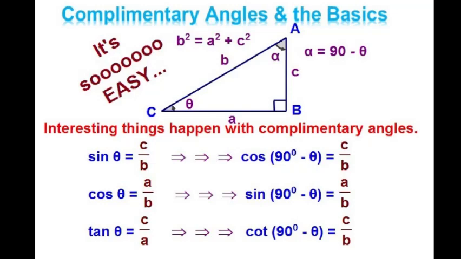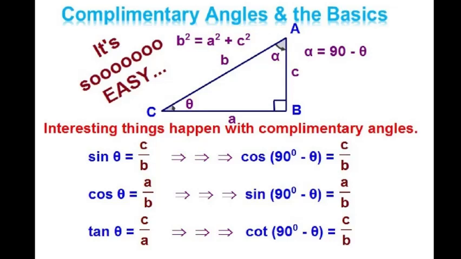Suppose we consider angle A as alpha and angle C as theta, the side AC as B, because that is opposite to angle B, side BC as small a, and side AB as small c. So we can write alpha as 90 minus theta, because as we discussed in the beginning, the sum of angle A plus angle C is equal to 90 degrees, since angle B is 90 degrees.